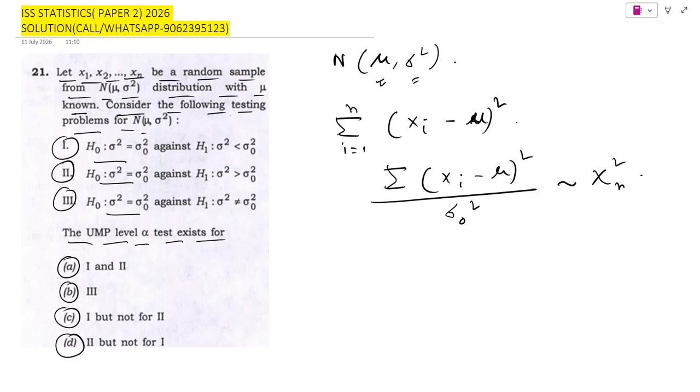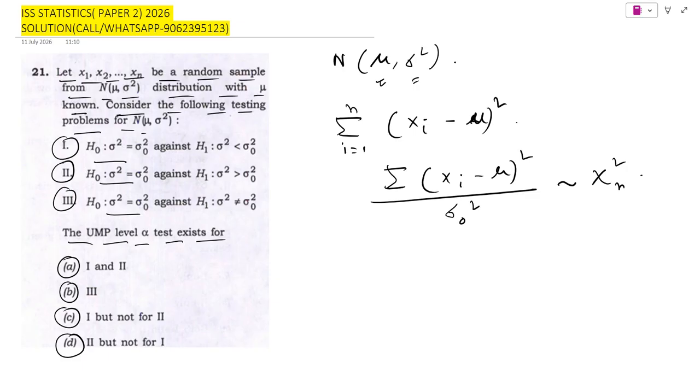Now, notice something beautiful. Whenever the mean is known and the variance is being tested, your brain should instantly think about the chi-square distribution. This is one of the fastest recognition tricks in the ISS examinations. Now comes the theoretical idea.